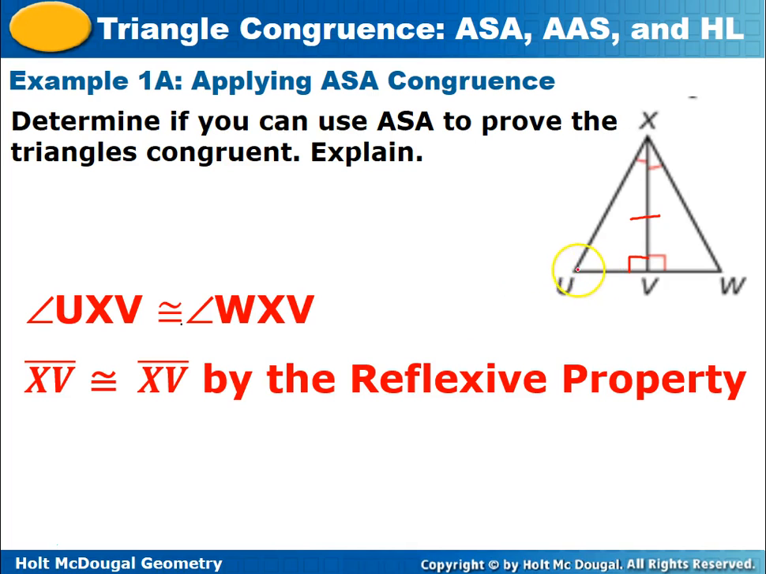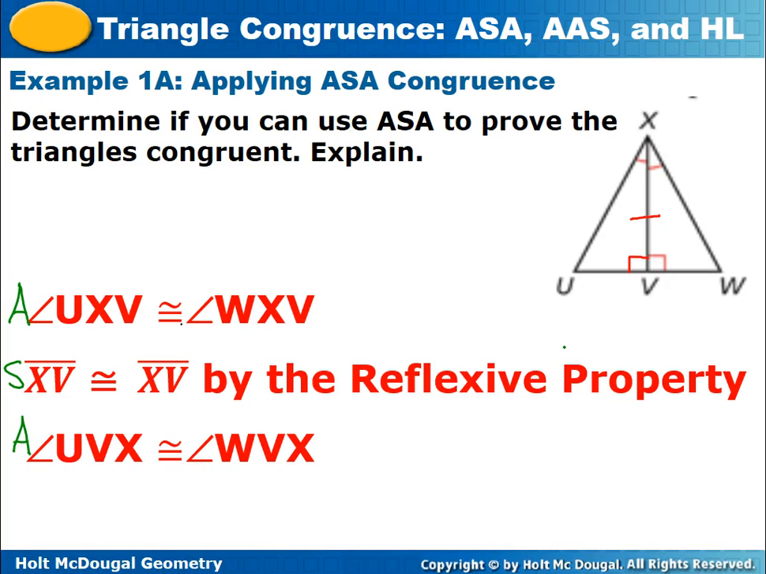Then we're going to talk about our third angle down here, and that's this one down here. So we're going to talk about UVX, again nothing, right, 1, and WVX, nothing, right, 1. So remember, when we're doing this, we've got to make sure that we move in the same direction around the triangles. Now that we can see that we have an angle here, we have a side here, and we have an angle, we can say that these two triangles are congruent by angle side angle.